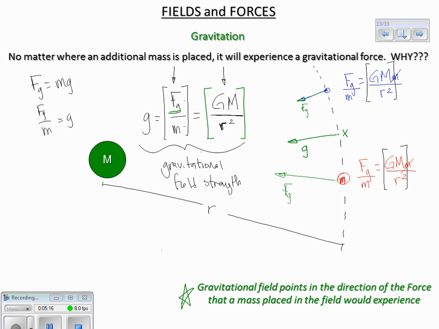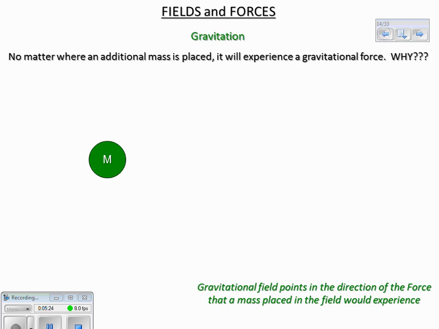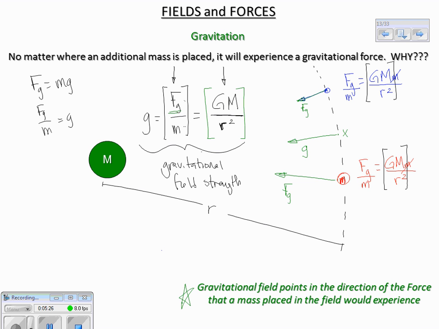Now, on the electrostatic side, we're really getting at this question. No matter where we place a mass, it will experience a gravitational force, and that's because there is a gravitational field that exists everywhere around mass M.